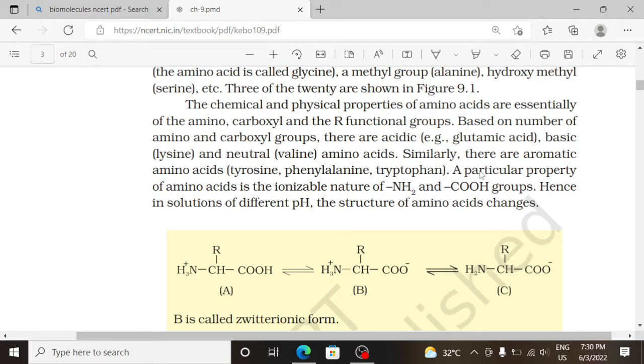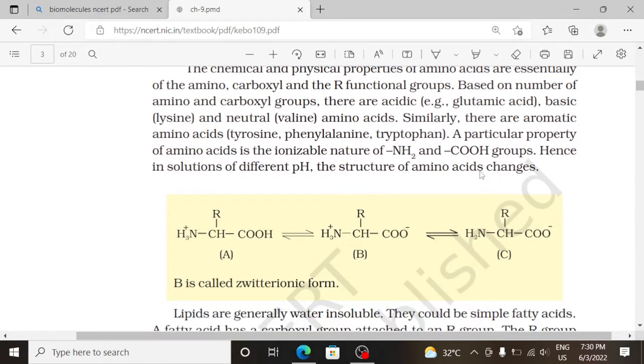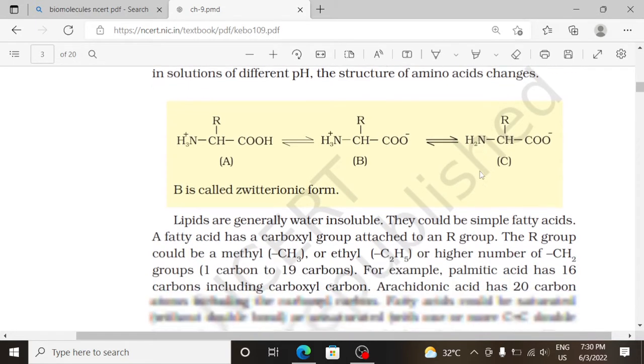Similarly, there are aromatic amino acids: tyrosine, phenylalanine, tryptophan. A particular property of amino acids is the ionizable nature of NH2 and COOH groups. Hence, in solutions of different pH, the structure of amino acids changes.